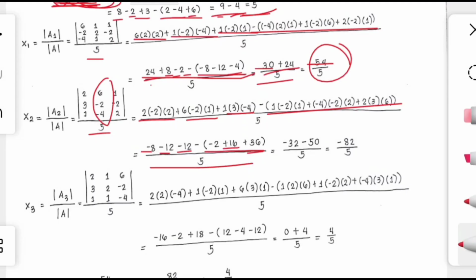And negative 8 minus 12 minus 12 is equal to negative 32, minus negative 2 plus 16 plus 36, which is equal to 50. So we get negative 32 minus 50 all over 5. So we get negative 82 over 5. So this is our x sub 2.